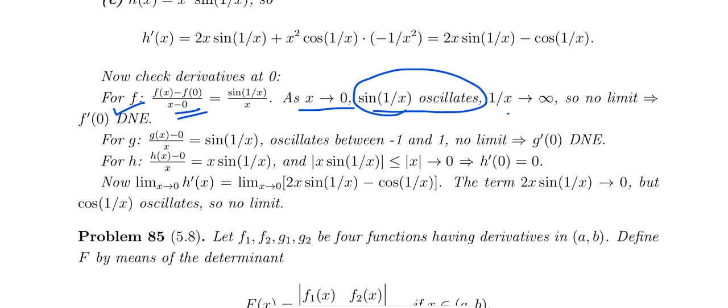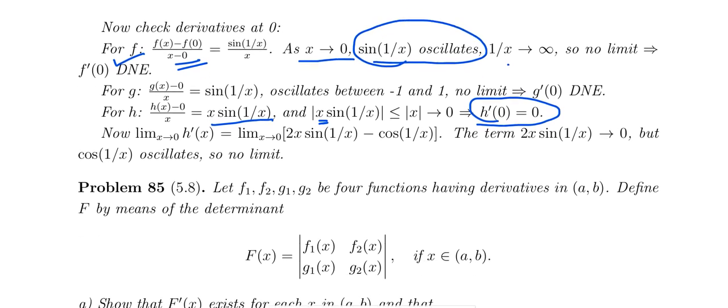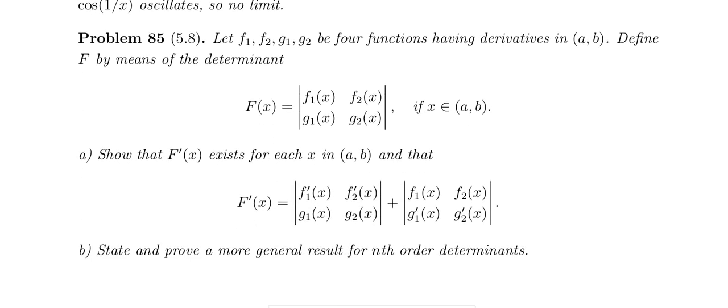It is the same for this one. But for h, what you get is x into sin of 1 by x. Even though sin of 1 by x oscillates, this approaches 0, so 0 into anything is 0. That is why h dash of 0 equals 0. For this derivative, you have to differentiate normally.